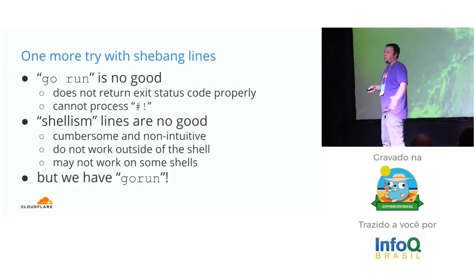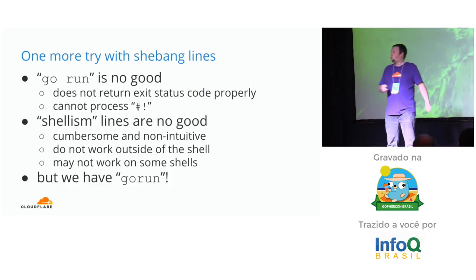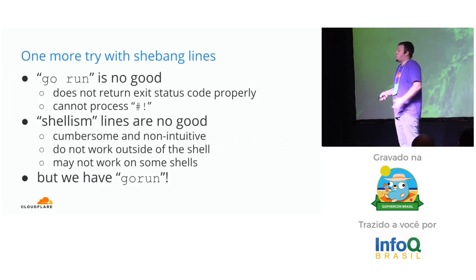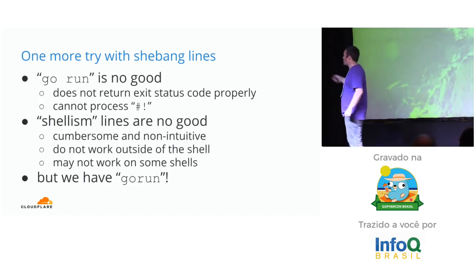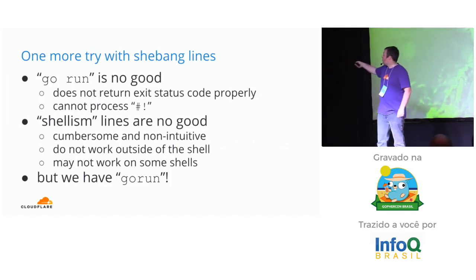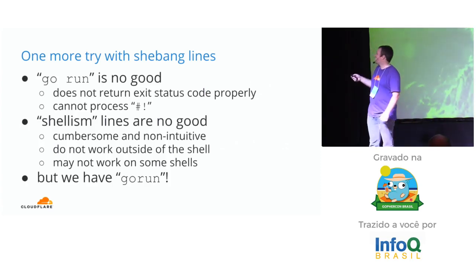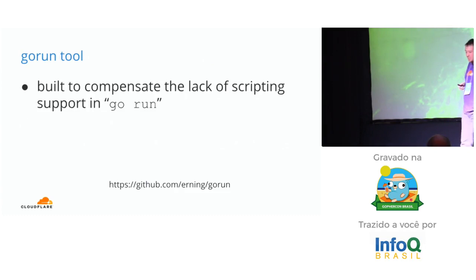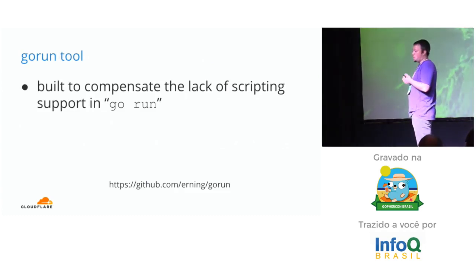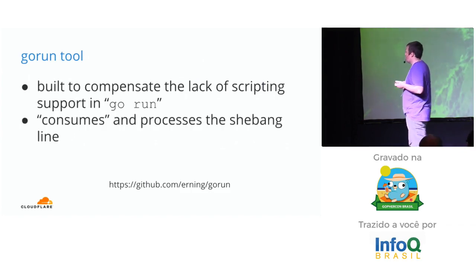But because Go maintainers refuse to fix go run, as it always happens in the open source world, some guys came up with a third-party tool which fixes the thing which maintainers refuse to fix. So we have a custom program called gorun, right? It's just spelled together. So what is it? This tool was built to compensate for the lack of scripting support for go run.